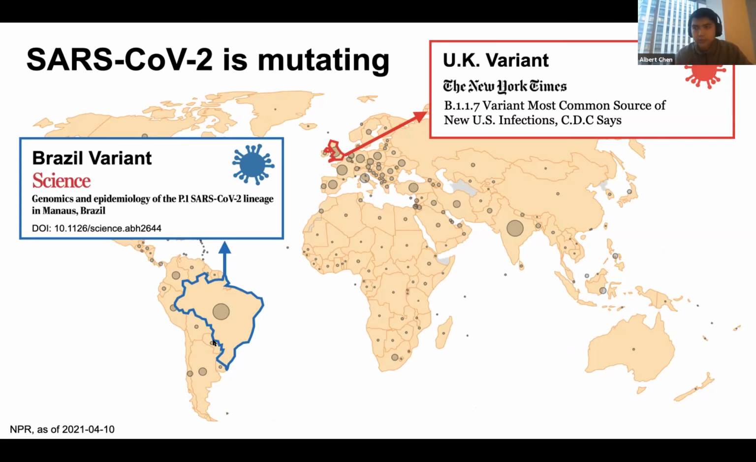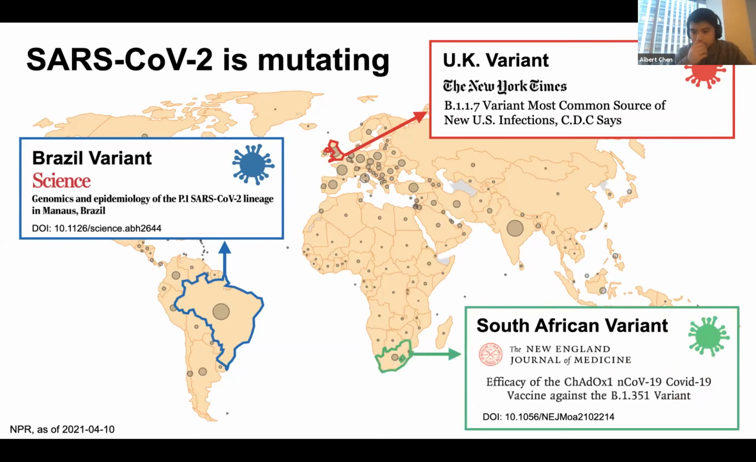It has generally higher transmissibility and more antibody evasion. You also may have seen the South African variant on the news. And in this current paper, the authors show that the AstraZeneca vaccine, which is not approved in the US, but is approved elsewhere, actually just is not very effective at dealing with the South African variant.